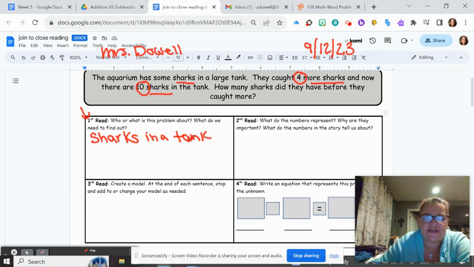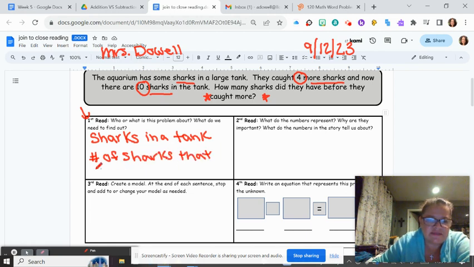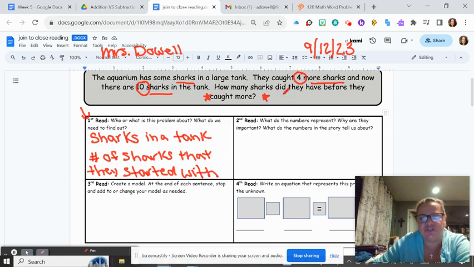And then what do we need to find out? That's going to be your question right here. How many sharks did they have before they caught more? So I need to find out the number of sharks that they started with. Because if I'm looking at this, how many sharks did they have before? Okay, this right here, before they caught more.